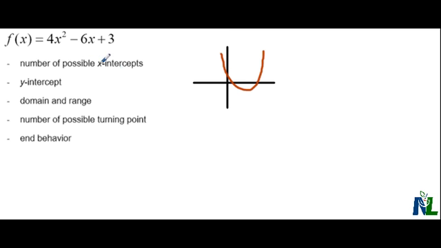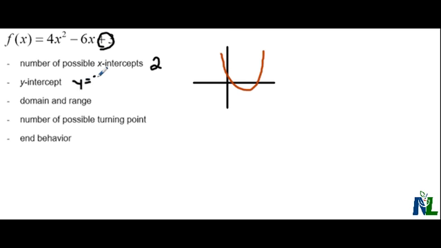So the number of possible x-intercepts for any quadratic would be a maximum of 2. So that's all we're required to answer here. We would say that this has 2 x-intercepts, or could have 2 x-intercepts. The y-intercept, again, is defined by the constant term. So that would be y equal to 3.